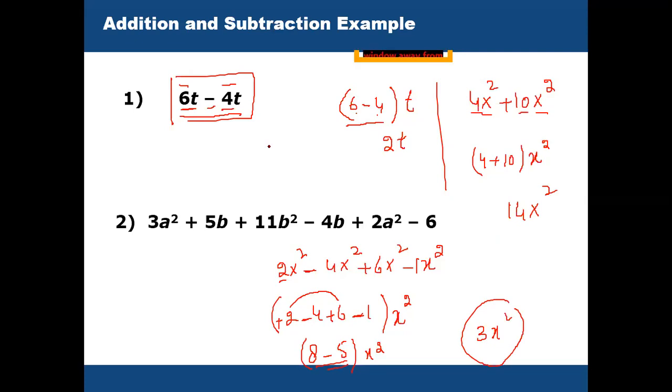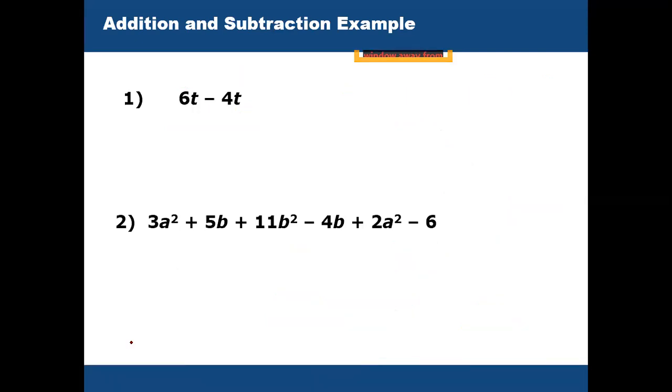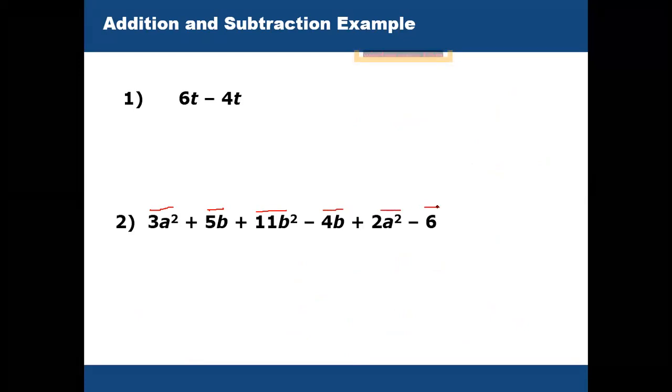subtraction of like terms. Second term, we have these, which are not in proper order, but let's try to write in proper order. 3a square, 4b, 11b square, 4b, 2a square minus 6. First of all, you can write all those terms which are the same in one place. First we have 3a square. Variable is a, power is 2. This is b power 1, not b power 2, yes, this one, a to the power of 2. So these are like terms.